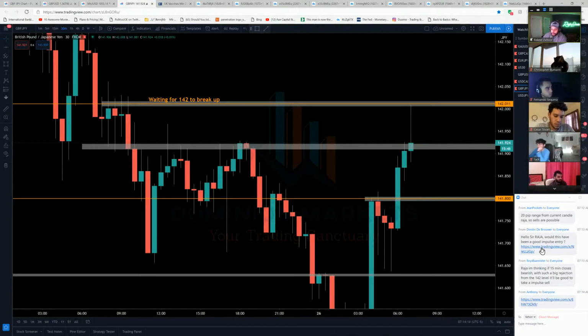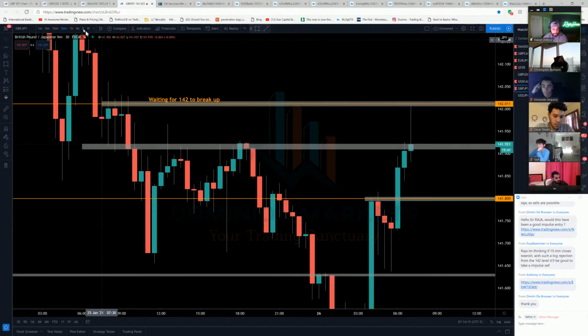I'm thinking if the 15-minute candle closes bearish with such a big rejection from 142, it'll be a good impulse entry. Yeah, I would like this low to be broken here, 141,880, for price to continue down. And then we'll see what we can do.